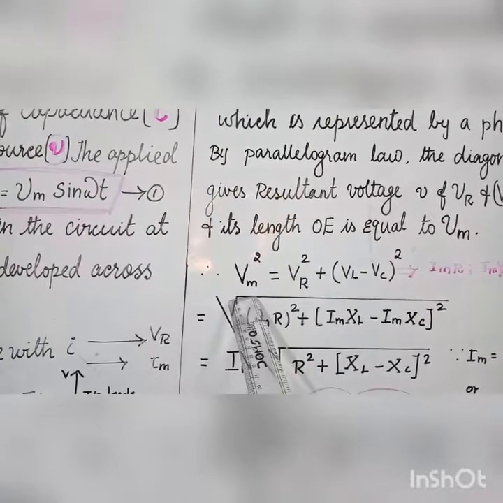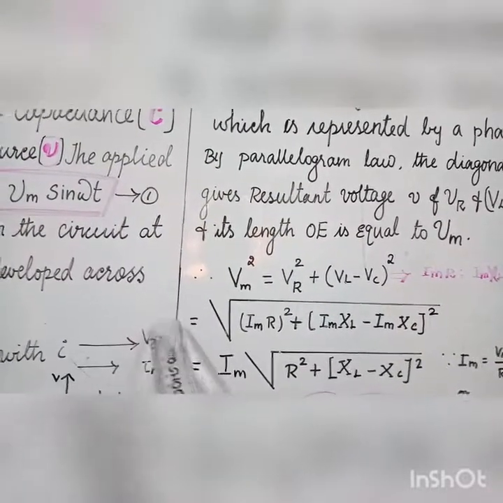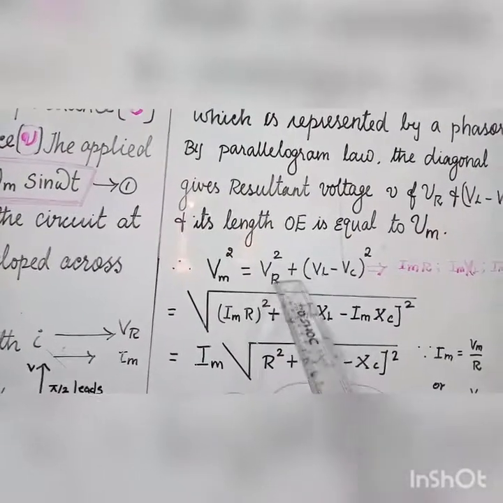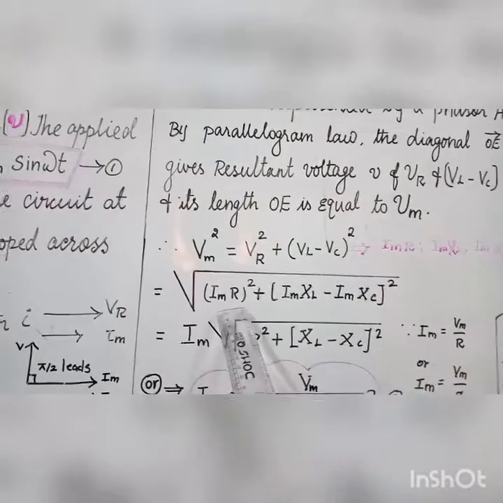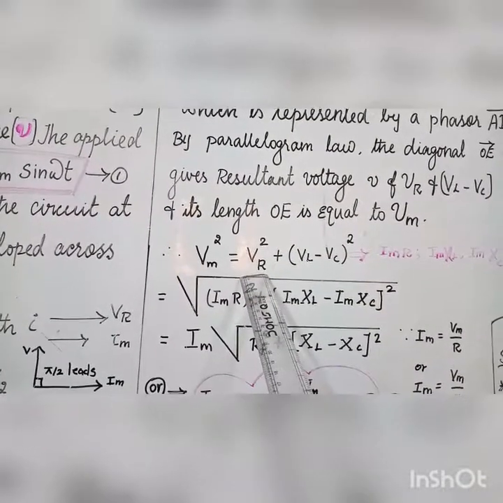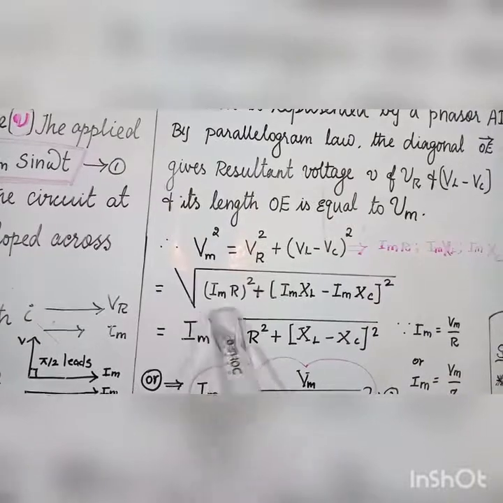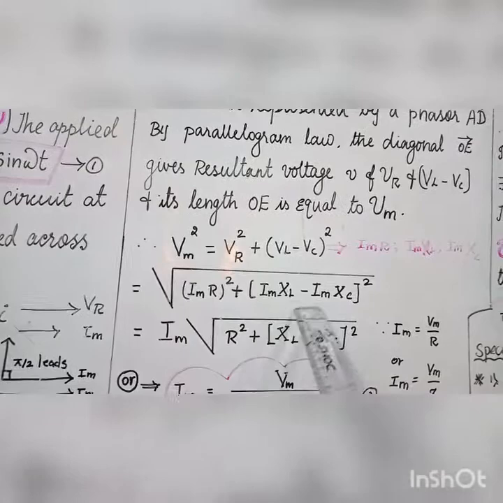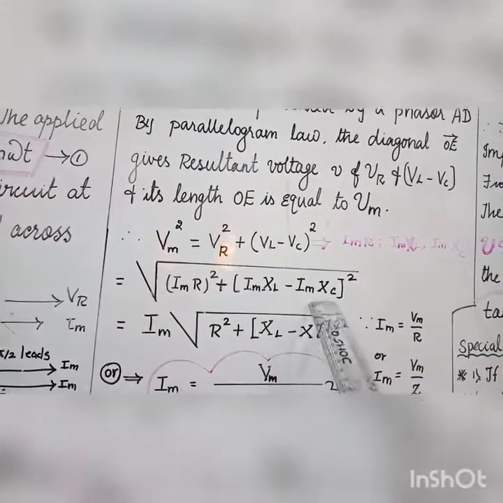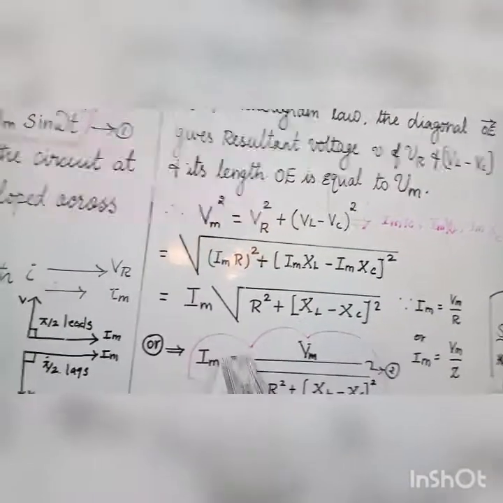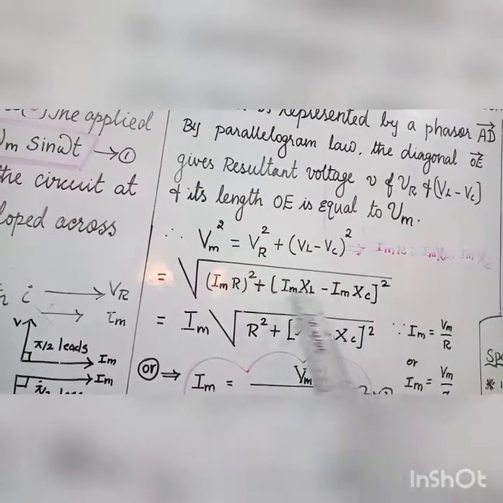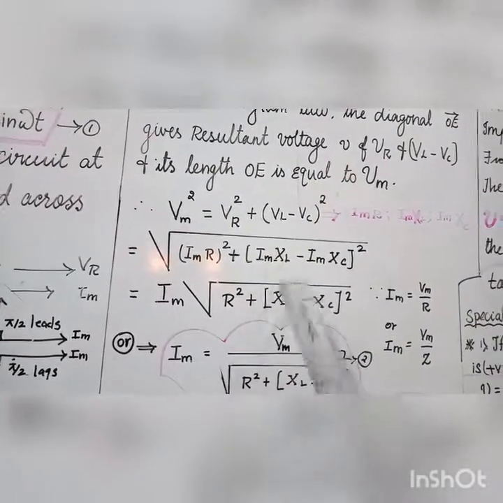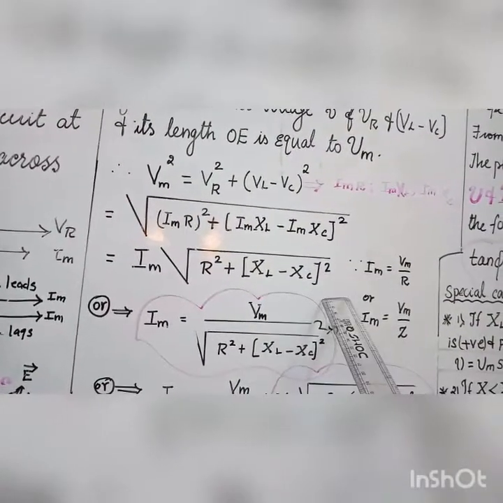What is the value of the maximum voltage squared? We want only Vm, so take the root on this side. Vm is the root of VR squared plus VL minus VC squared. Now applying the values, VR is the resistance voltage Im R, whole squared, plus the inductance voltage Im XL minus the capacitance voltage Im XC, whole squared. Taking the maximum current outside, that is equal to Im root of R squared plus XL minus XC whole squared.